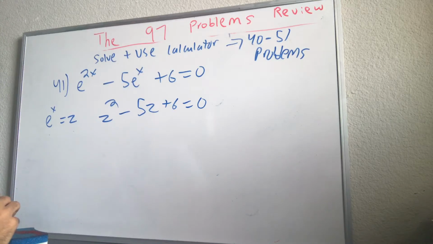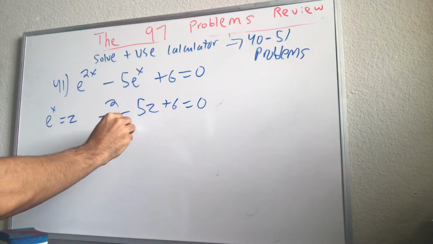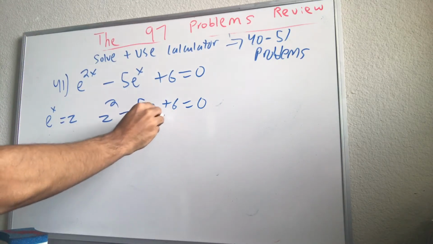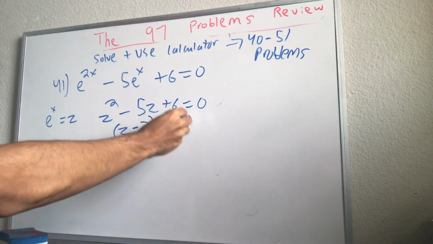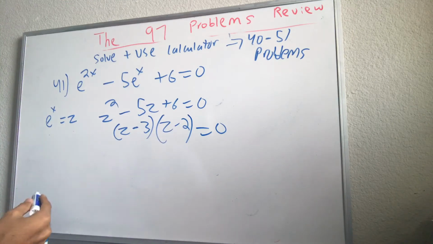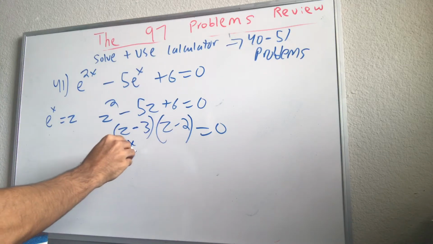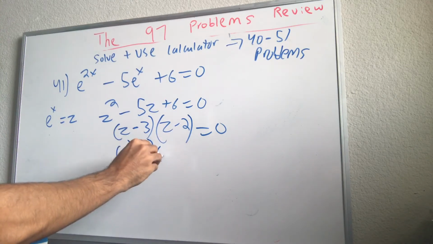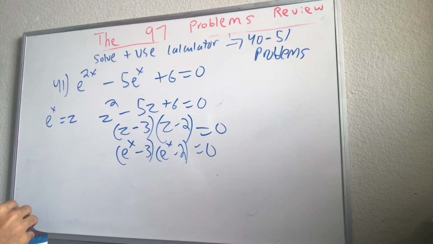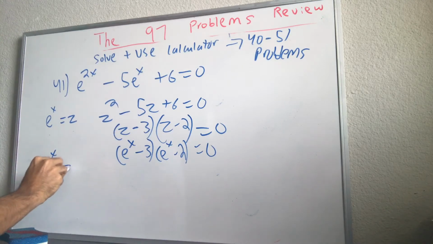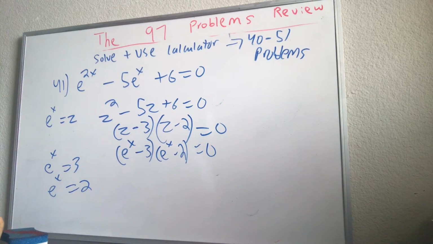You want to look for two numbers that have a product of 6 and a sum of negative 5. That's easy. That's just z minus 3 times z minus 2, as negative 3 and negative 2 have a product of 6 and a sum of negative 5. So that is equal to 0. Obviously z here is e to the power of x, so you can substitute that back into the equation. So e to the power of x minus 3 times e to the power of x minus 2 is equal to 0, and you can set each factor to 0. So you see that e to the power of x is equal to 3, and e to the power of x is equal to 2.